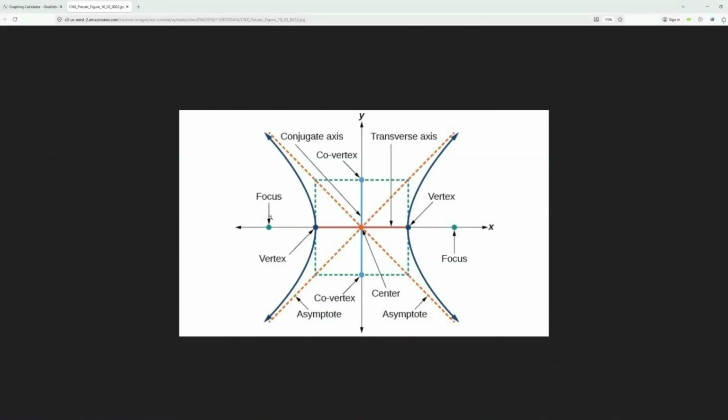A hyperbola has two foci, two vertices, and a center. The line segment connecting the two vertices is called the transverse axis. A hyperbola also has two co-vertices, and the line segment connecting the two co-vertices is called the conjugate axis. The co-vertices are useful because they help construct a rectangle, and the lines through the diagonals of that rectangle are the asymptotes of the hyperbola.